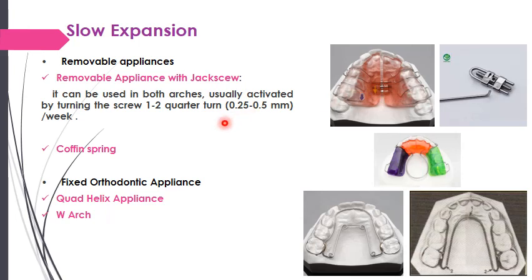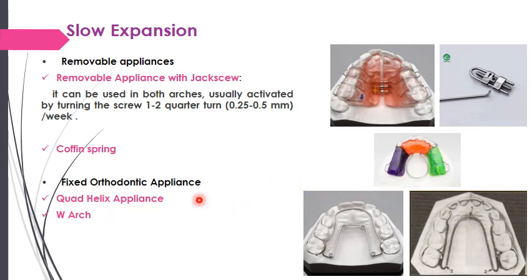The other removable expansion appliance is the coffin spring, which consists of a stainless steel omega-shaped wire incorporated inside the acrylic, usually activated by pulling the two sides apart manually, or it can be activated by using a plier by bending the omega loop at the center or the base of the wire.